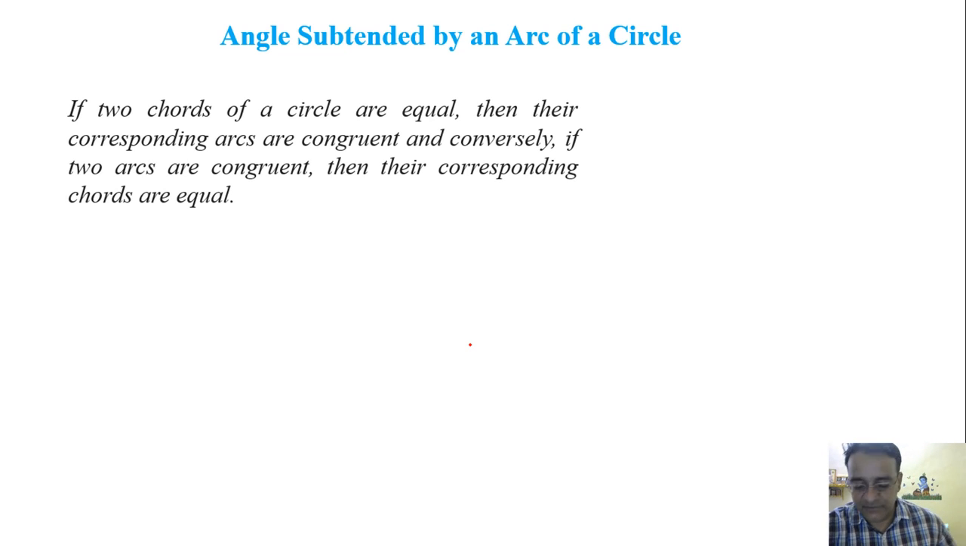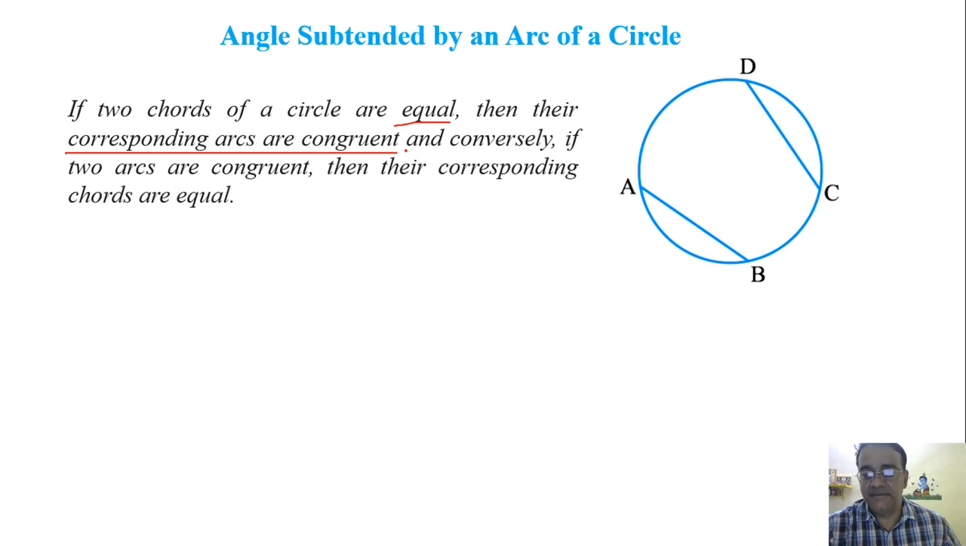Okay. Now we'll move towards angle subtended by an arc of a circle. So if two chords of a circle are equal, then their corresponding arcs are congruent. Conversely, if two arcs are congruent, then their corresponding chords are equal. See, if AB is equals to CD, so इनका जो arc है, the length of this arc is equals to this arc. Conversely, if length of arcs are equal, then corresponding chords are equal. Clear?